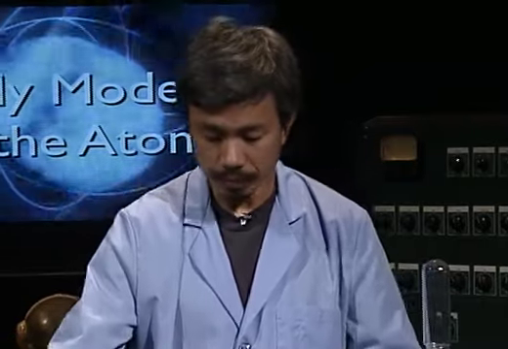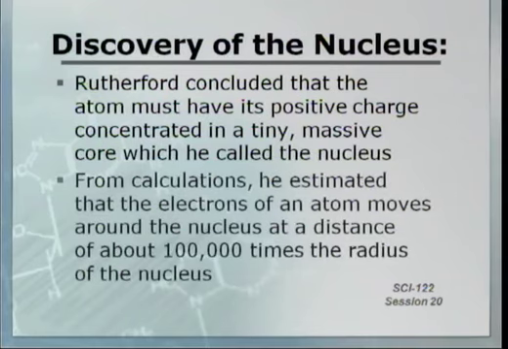Now, of course, inside the atom, the nuclei are far enough apart that most of the time, you're going to miss it. But once in a while, you do hit it straight on. All right, so in this case, from calculations, he estimated that the electrons of an atom move around the nucleus at a distance of about 100,000 times the radius of the nucleus. And that's actually a pretty good number.